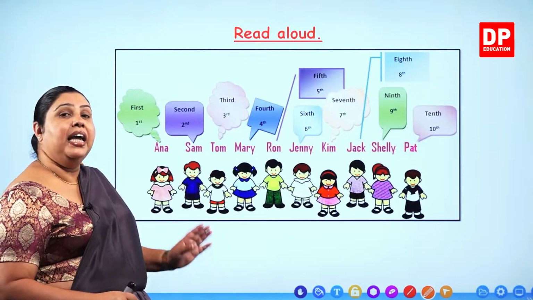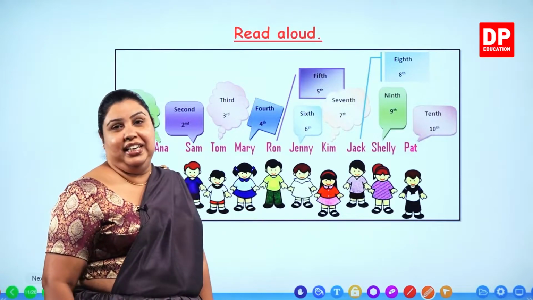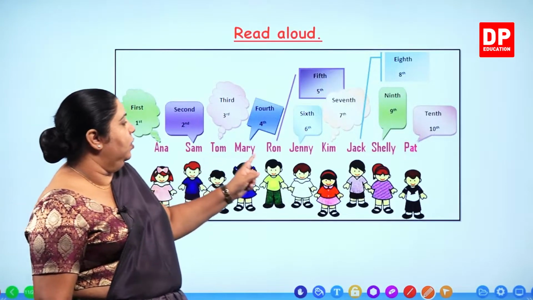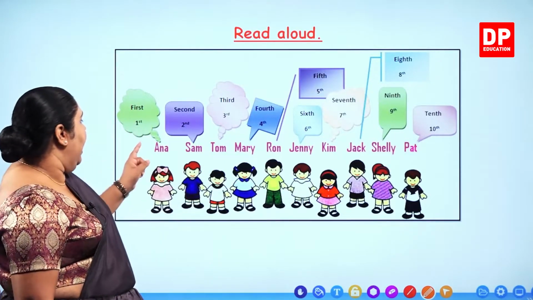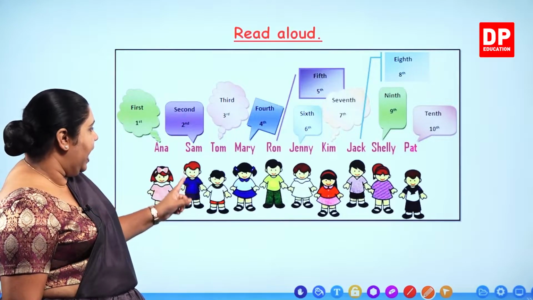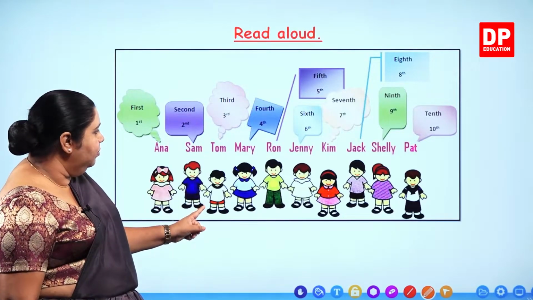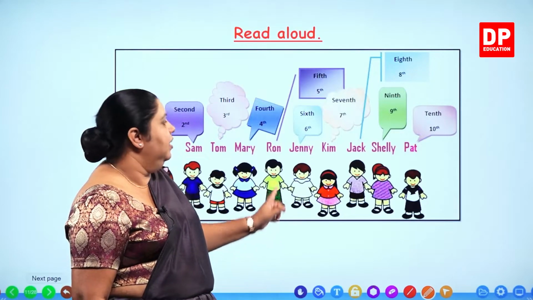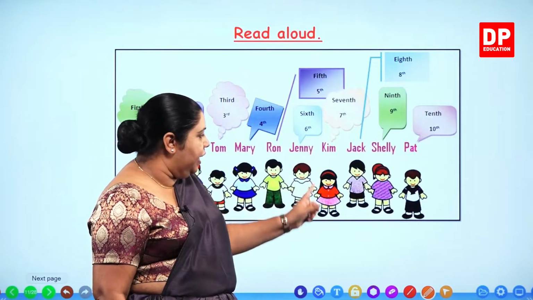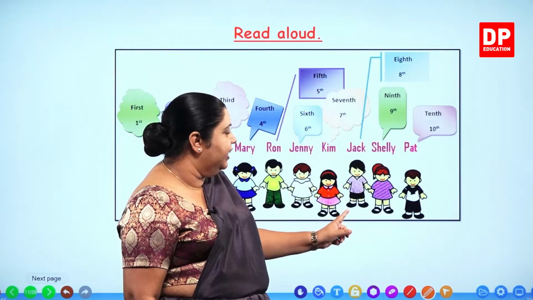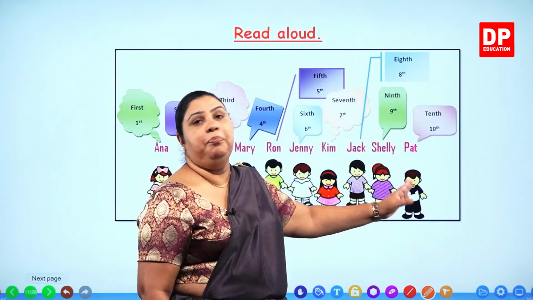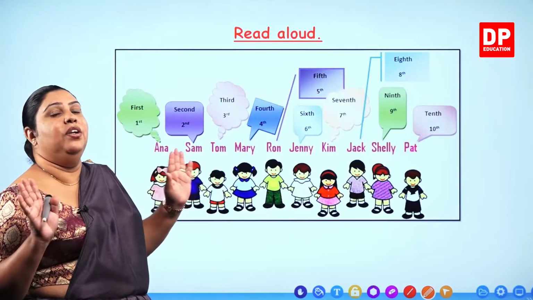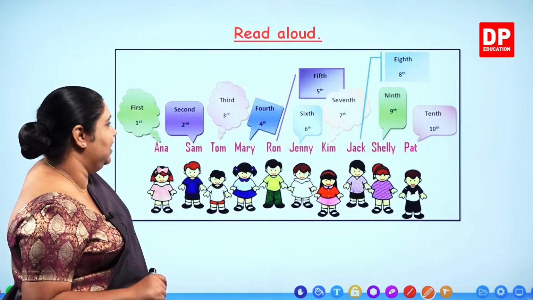Right, now look at this. Now we have a line of little girls and boys here. Okay, and their names are given on top of this. Right, Anna, Sam, Tom, Mary, Ron, Jenny, Kim, Jack, Shelley and Pat. Okay, how many of them are there? 10 of these little children are here with us today.